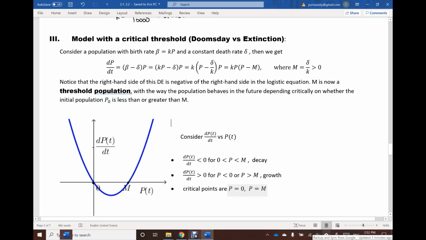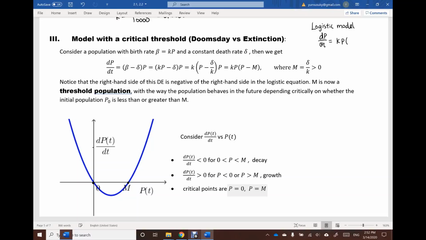Hi, let's continue to the third case, the model with a critical threshold: doomsday versus extinction. Remember the second model was the logistic model. For the logistic model, we have dP/dt equals k times P times (M minus P), and here M is the limiting population.